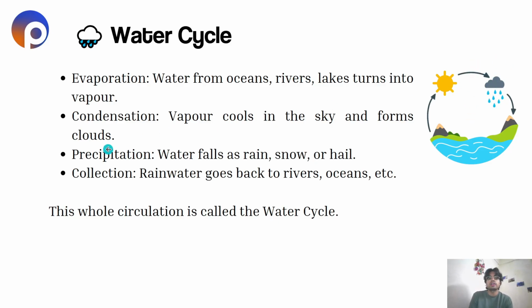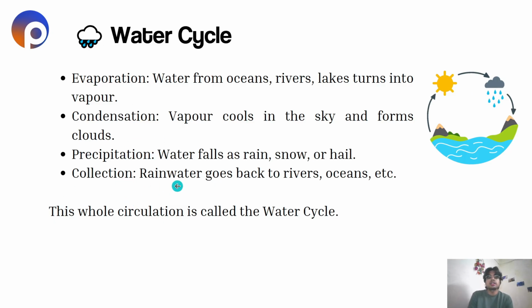Alright, and then precipitation takes place. Now, it's precipitation. Water falls as rain, snow, or hail. So when the water goes up due to heat, it will turn into a cloud. Then it will come down on the earth in the form of rain, snow, or hail. This process is called precipitation.